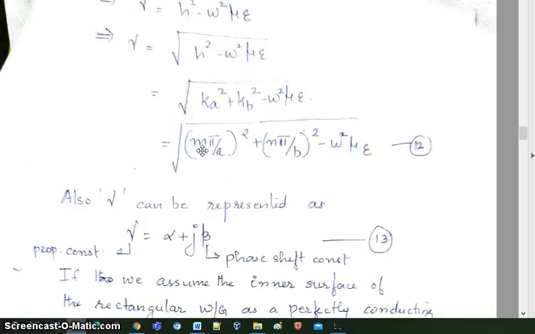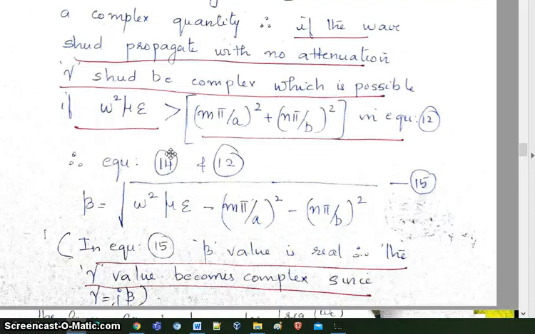That means if alpha should be equal to 0, then the gamma value should be a complex number. And this is possible if and only if in equation 12 the term omega square mu epsilon is greater than the rest of the two terms, that is m pi by a and n pi by b, right? When omega square mu epsilon is greater than the remaining two terms, then it's clear that gamma will be a complex quantity. So I can write, if the wave should propagate with no attenuation, gamma should be complex, which is possible if omega square mu epsilon is greater than m pi by a the whole square plus n pi by b the whole square in equation 12. Okay. So therefore, equation 14.